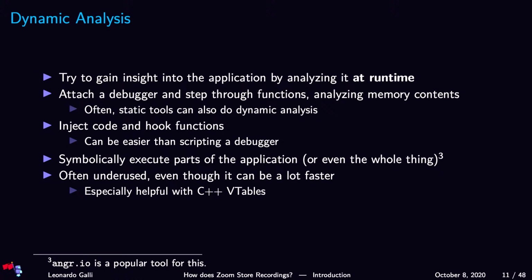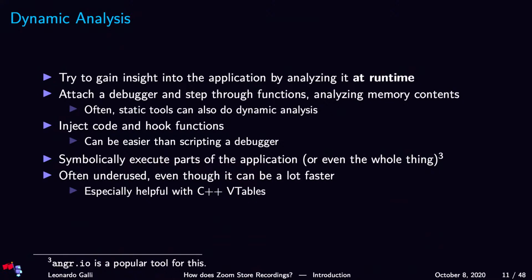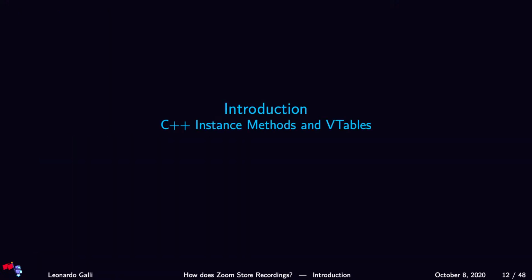So then what you can also do is you inject code and hook functions. So instead of scripting your debugger, which can sometimes be very painful, you just write your own code and execute that instead of the function of the application. There's also something called symbolic execution, which I'll not go into detail on, but if you want to know more, I think it's really cool. I have a link here and at the end. And especially for me, I think this is often underused, so I usually do way too much static analysis in comparison to my dynamic analysis, and dynamic analysis especially is helpful with C++ vtables, which I'll now go into a bit of detail.